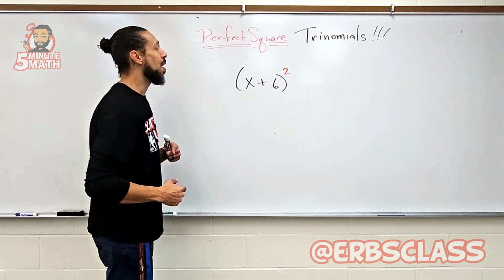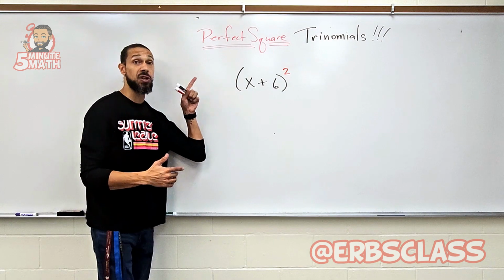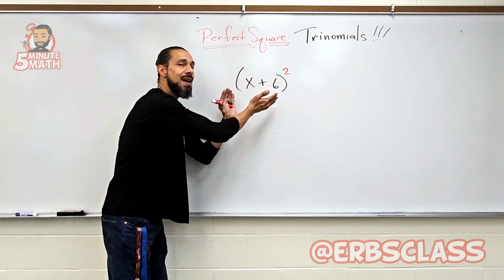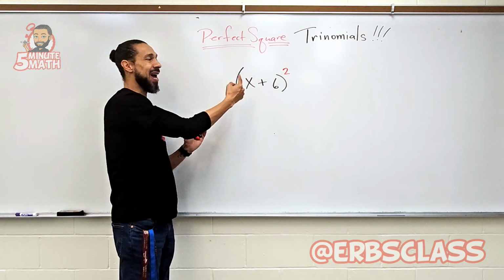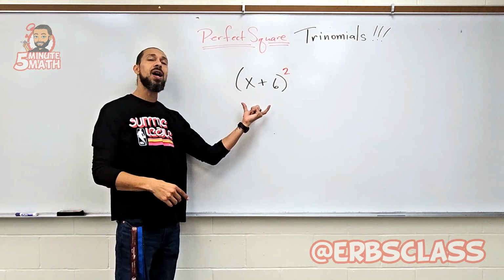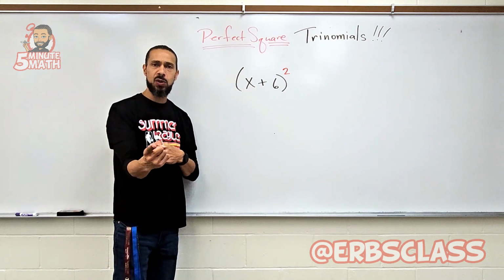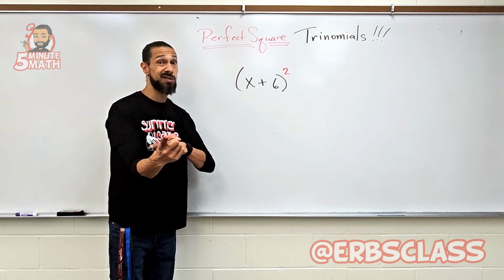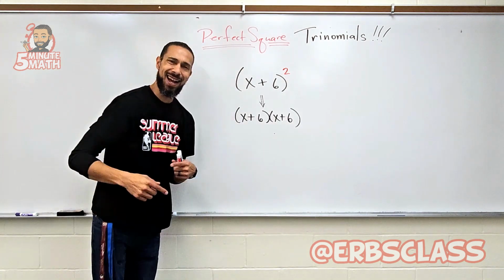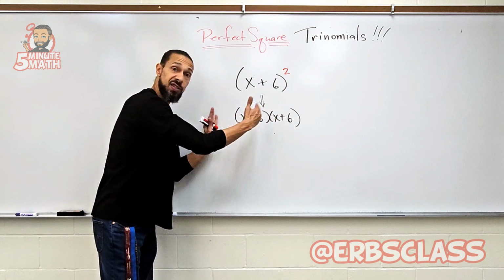Before we get to talking about the whole trinomial part, let's get down the perfect square part. This is a binomial, X plus 6. If I have that quantity squared, that makes this expression a perfect square. Remember what a perfect square is: a perfect square is that thing times itself, or this. And remember, we can also multiply these things together.